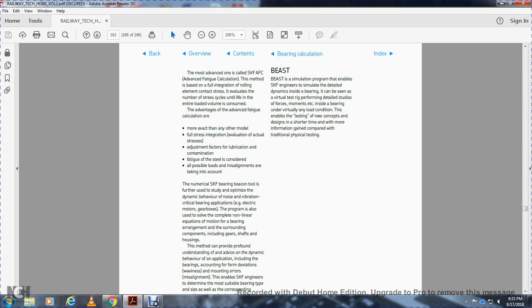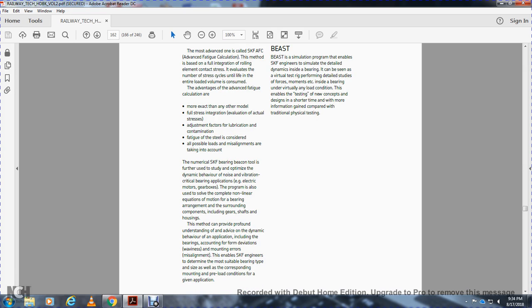The most advanced calculation is the SKF advanced calculation, with full integration of the rolling element contact map, the number of stress cycles over the life, and the load of the element. It is more exact than any other model, with full stress integration and evaluation of actual stress, the adjustment factor for lubrication, fatigue for the steel, and considering all possible misalignments, taking them into account.